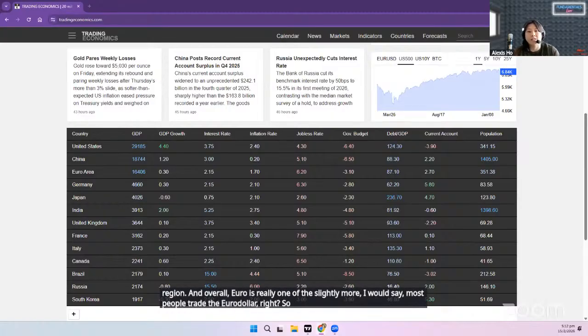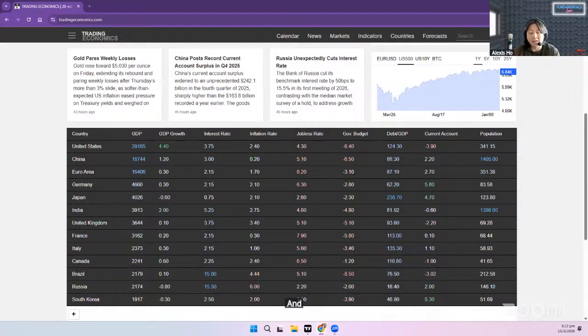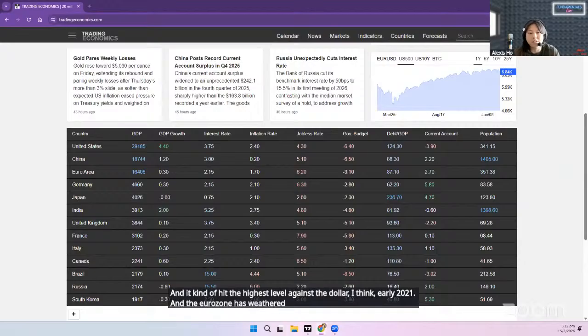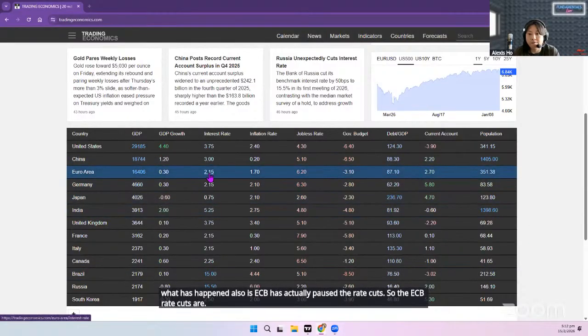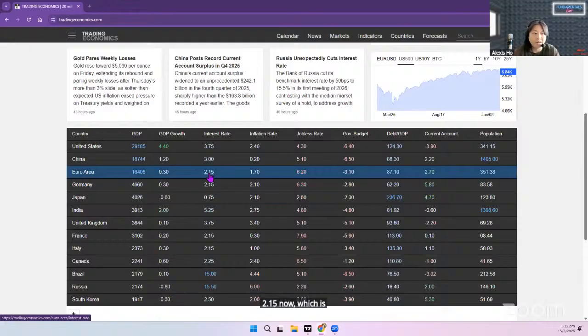So currently, if you look at the dollar itself, the dollar has very volatile sentiment because of what's happening with Trump, and it kind of hit the highest level against the dollar, I think, early 2021. And the Eurozone has weathered the majority of the energy crisis. And what has happened also is the ECB has actually paused the rate cuts. So the ECB rate is at 2.15 now, which is kind of paused, not very high as well.